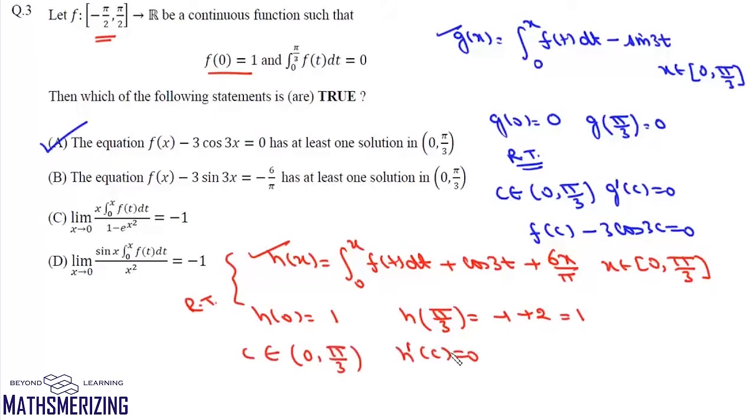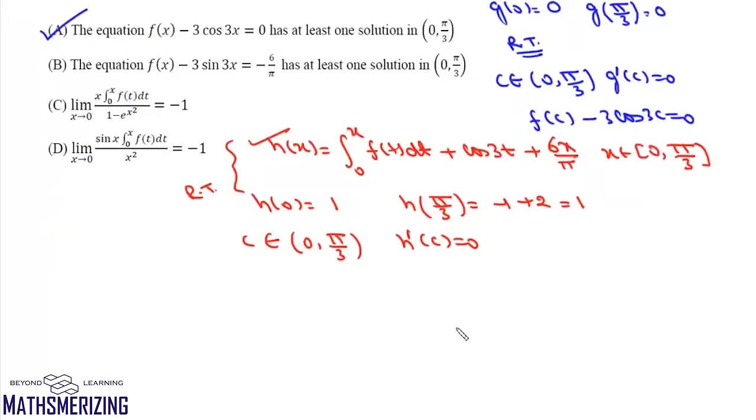Now if we differentiate this function, we can write f'(c) - 3 sin 3c + 6/π will be 0. So this equation f(x) - 3 sin 3x = -6/π has at least one solution in (0, 3), which means this option D is also correct.